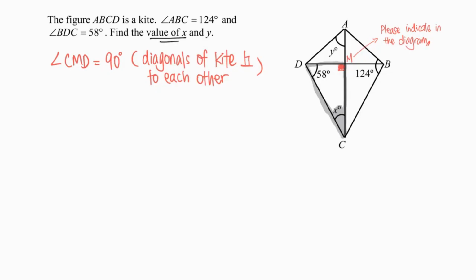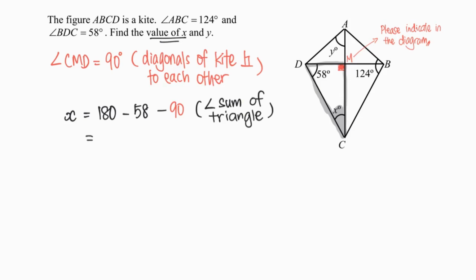Since they talk about value of x, then x will be equal to 180 minus 58, minus away my 90 as well. Angle sum of triangle, to give me 32. Let's move on to y then.